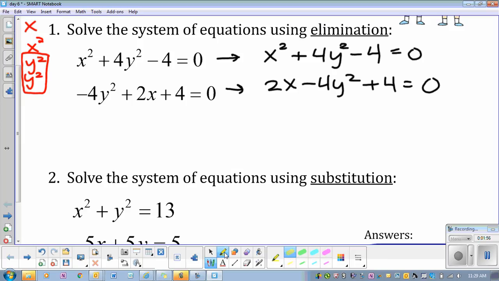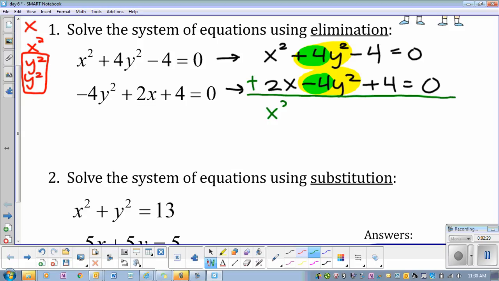Okay. So here's my y squared term, and here's my y squared term. Remember, the goal of elimination is that you want them to have the same number, but different signs. So here's a positive 4, here's a negative 4. This is good to go, right? I don't have to multiply it by anything, and this is good. Okay, so that means I'm going to add everything together, right? x squared plus 2x, they're not like terms, I can't combine them. This just turns into x squared plus 2x, right?